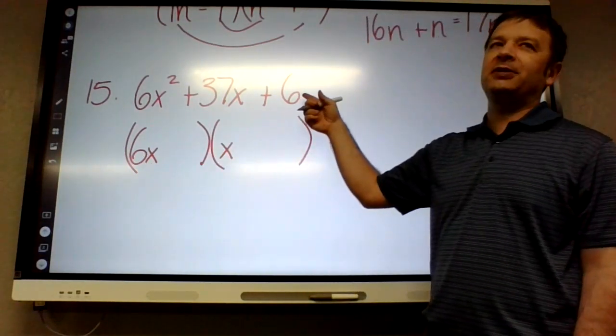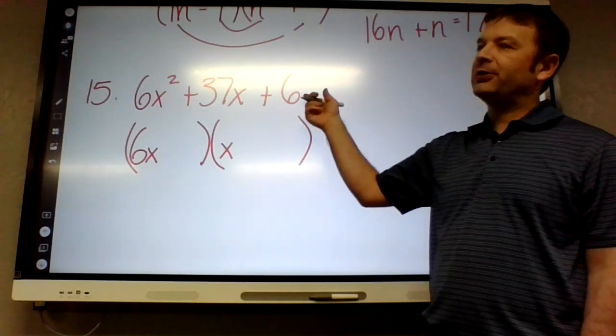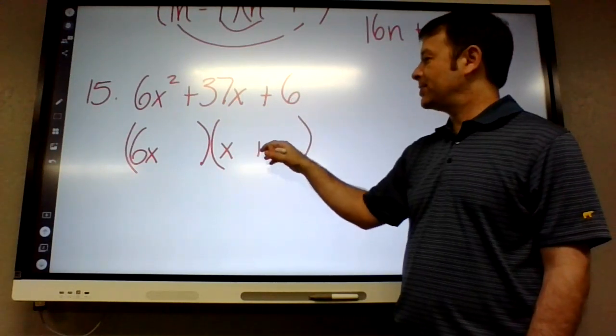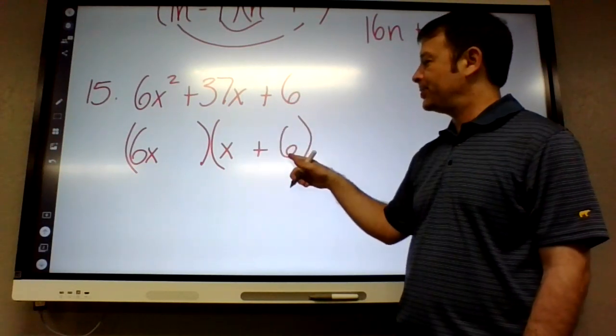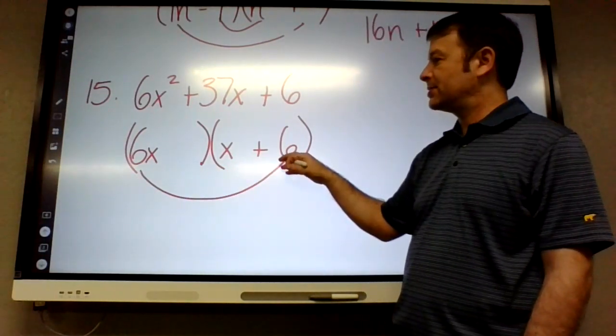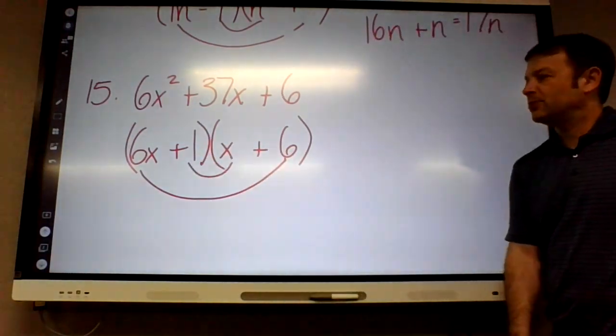So it's kind of 13 and 15 are kind of the same. What goes into 6? Well, it could be 3 and 2, but we're going to use 6 and 1. And I want to make sure the 6's get matched. So I'm going to put the 6 over here. So the outside is 36. And the inside is 1.